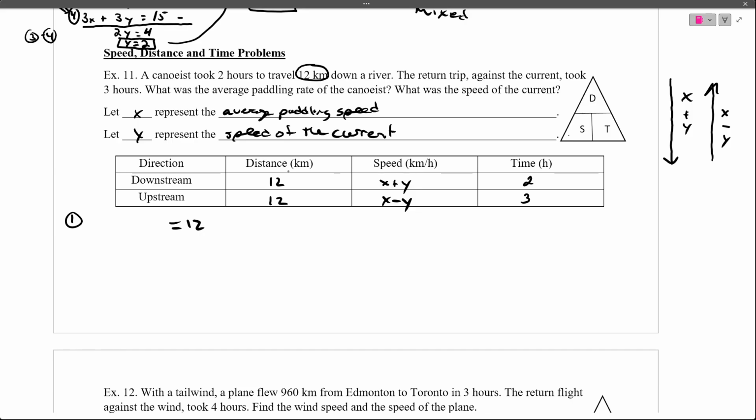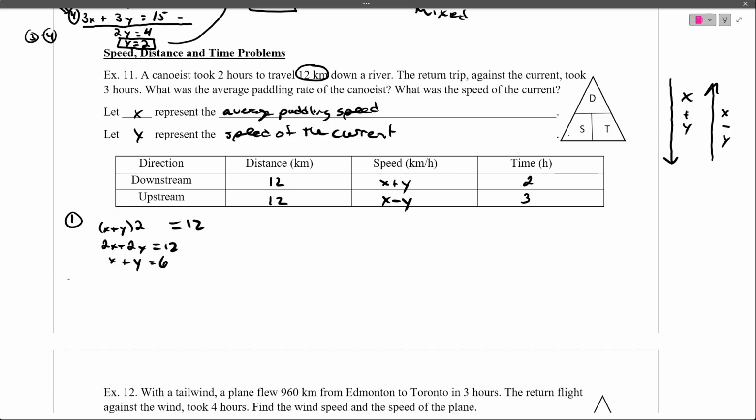And what is my speed going downstream? Well, the speed downstream is x plus y, and its time is 2. So we have x plus y multiplied by 2. Let's multiply that 2 through, so let's distribute. So we have 2x plus 2y is equal to 12. There's equation number 1. Great. Can we reduce this? Yeah, we can. Let's shrink this down a little bit. If I divide both sides by 2, I just end up with x plus y is equal to 6. Now equation 1 is ready to go.